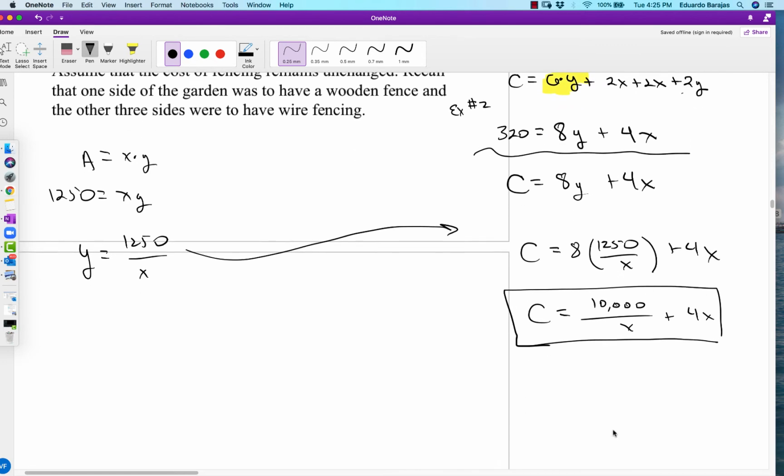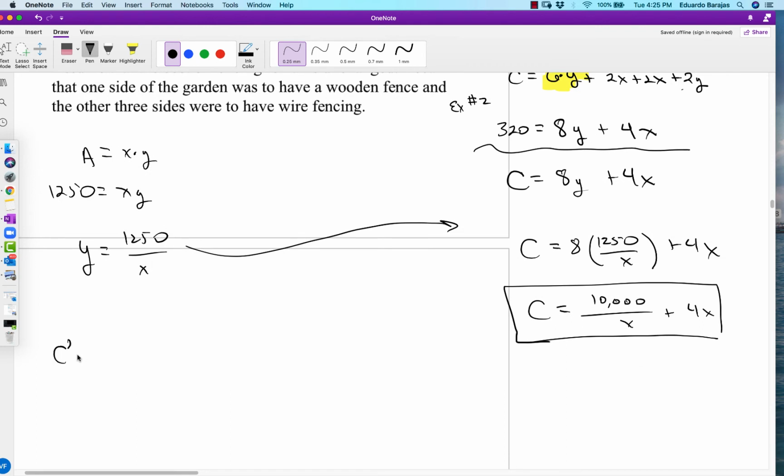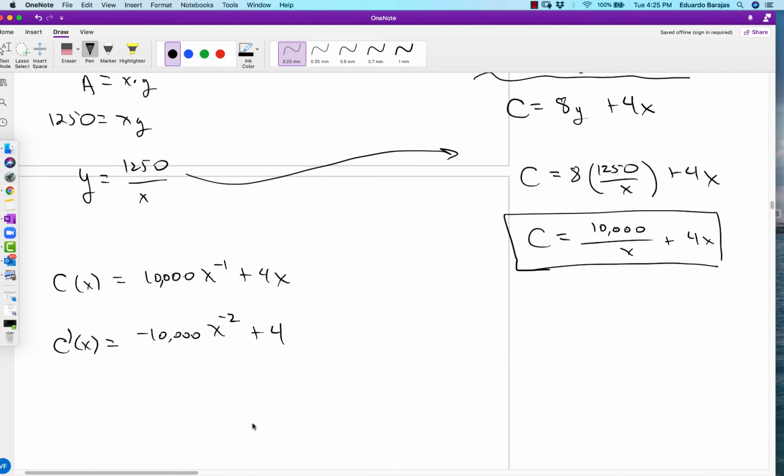So we know we want to take a first derivative, c prime. Now this is a function. Let me write it as a function. So c of x is equal to, and I'm going to rewrite it this way, 10,000 x to the minus 1 power plus 4x, so that I can easily take a derivative. C prime of x is equal to negative 10,000 x to the minus 2 plus 4. And just in case I need it, might as well jump right ahead and do the second derivative. The second derivative is going to be equal to positive 20,000 x to the minus 3 power.